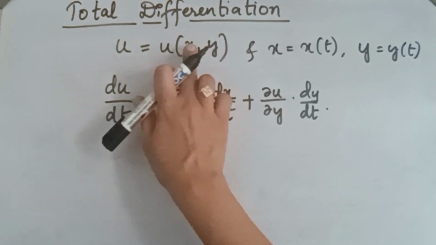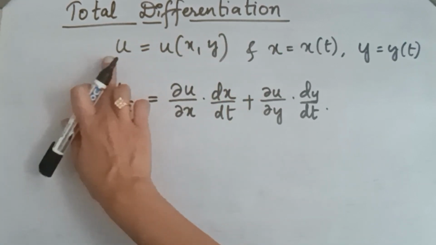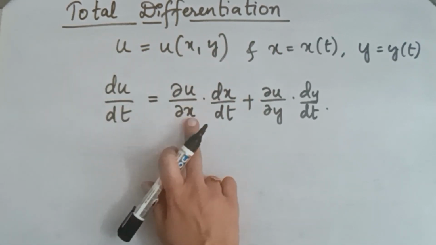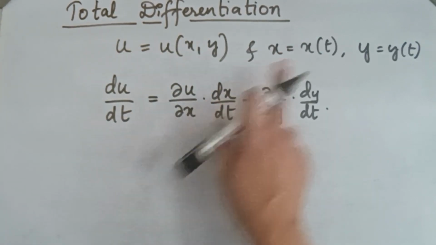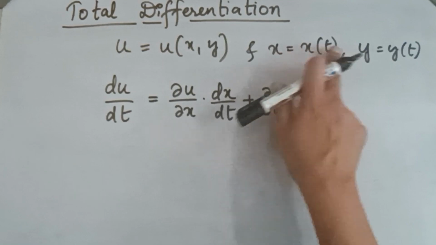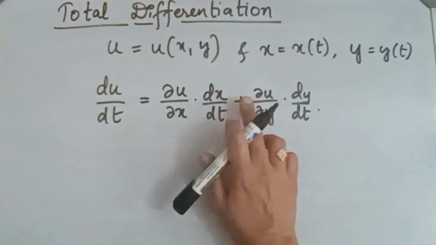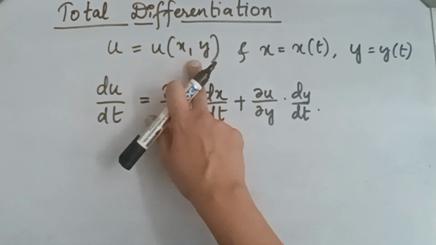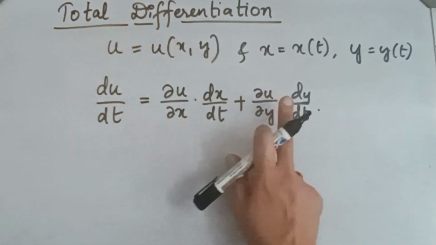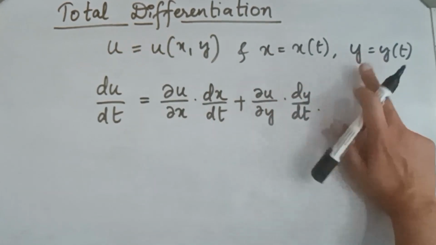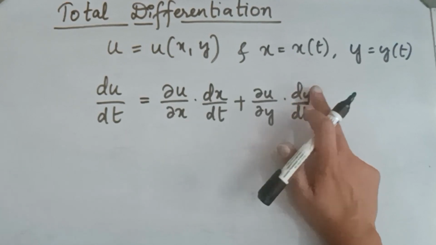Whenever you have a function of two independent variables, then you need the partial derivative of that function. That's why dou u by dou x, with respect to the variable x, it is partial derivative. Now x is a function of single variable, that is t. Hence you have here dx by dt. Plus similarly with respect to the second variable y, the partial derivative of u with respect to y into y is a function of single variable t. That's why the derivative dy by dt.